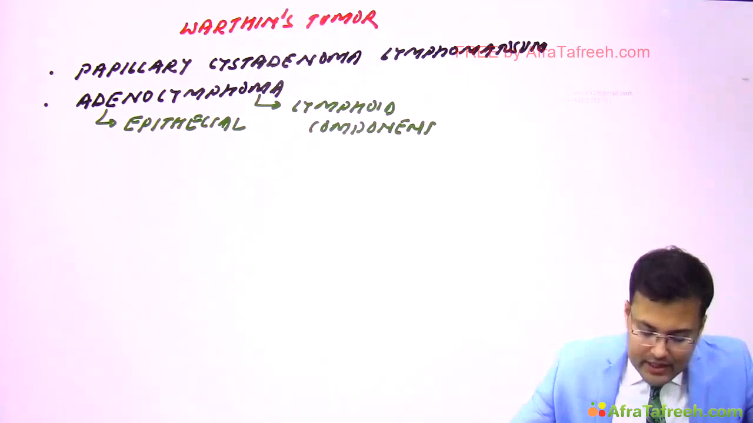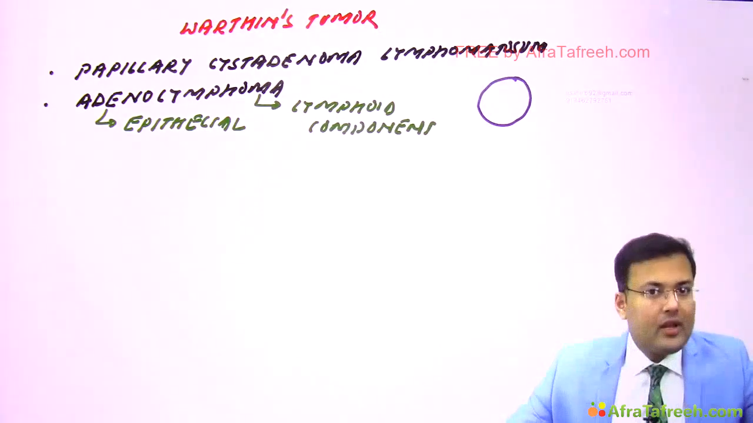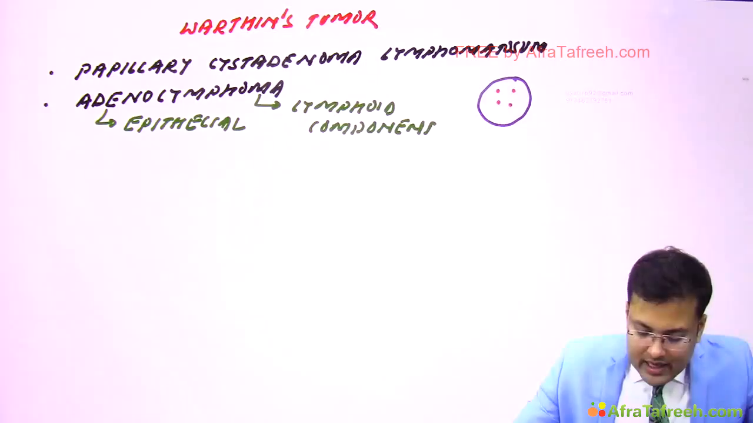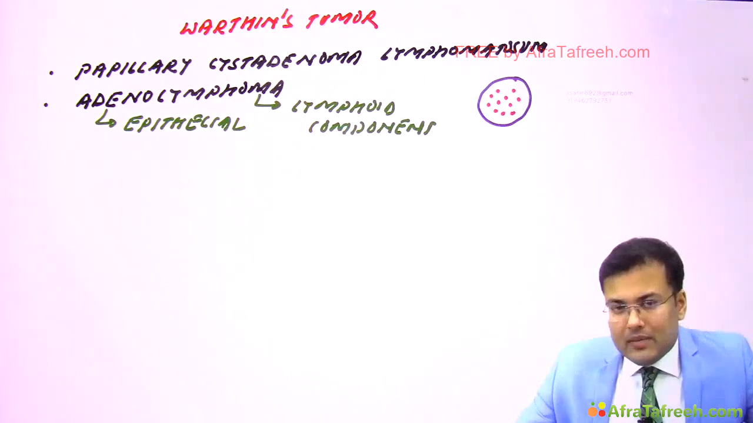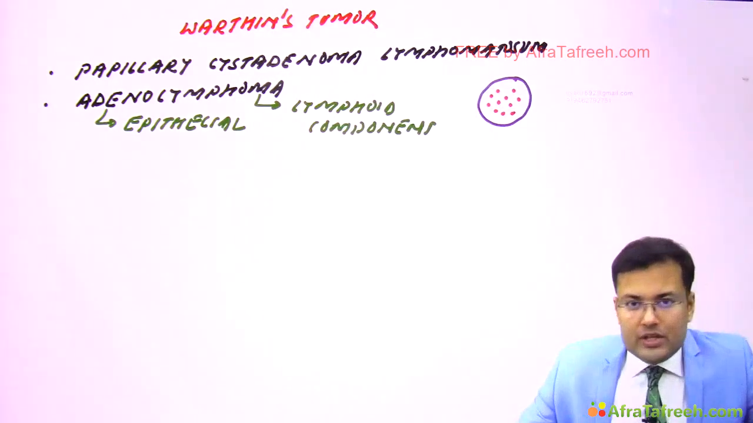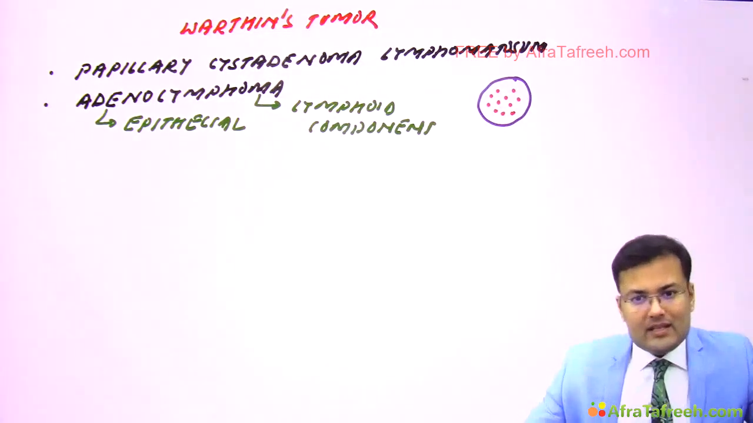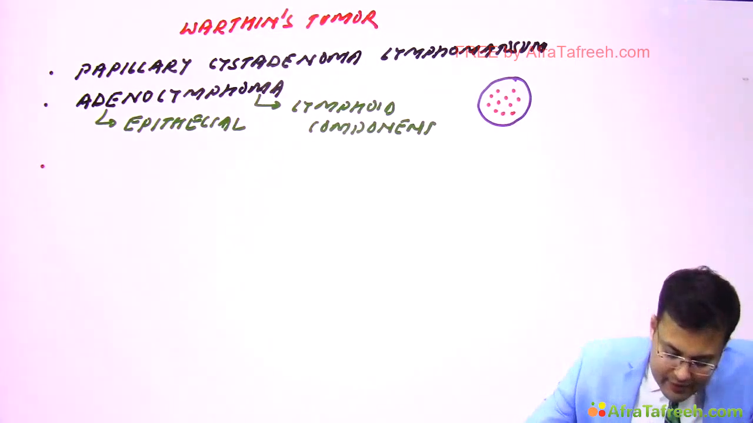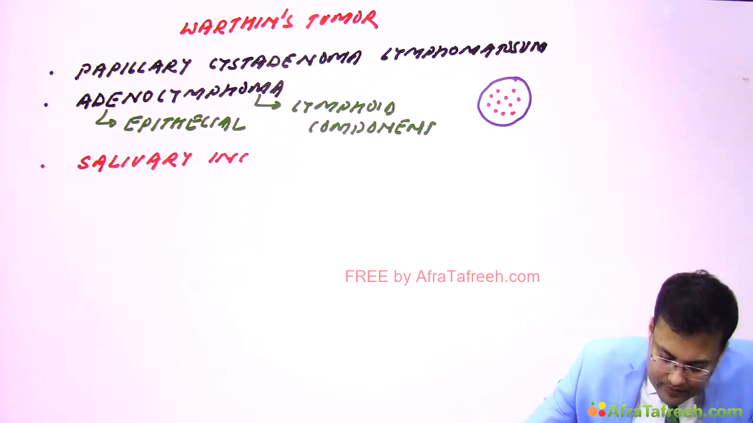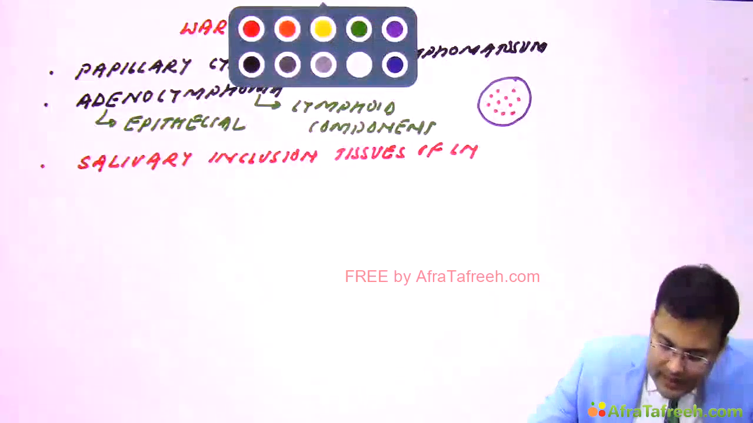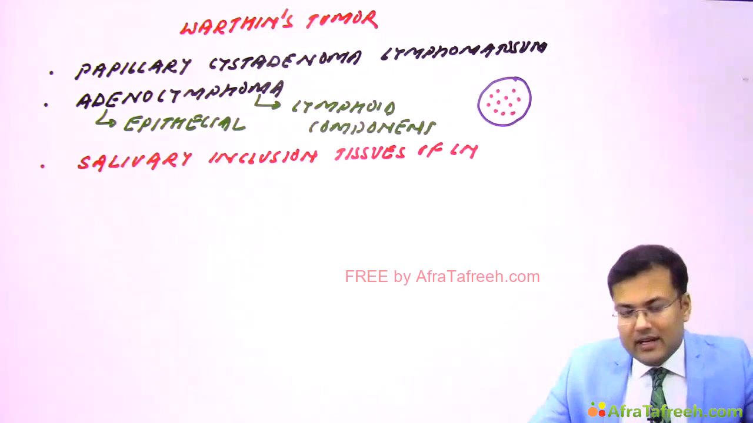What do you mean by this? Imagine that this is a lymph node, and in this lymph node there are salivary inclusion tissues, and the tumor is arising from these salivary inclusion tissues of lymph node. That's why the name is adenolymphoma or papillary cystadenoma lymphomatosum. So it is derived from salivary inclusion tissues of lymph node. Clear?